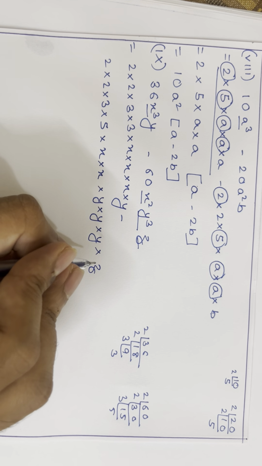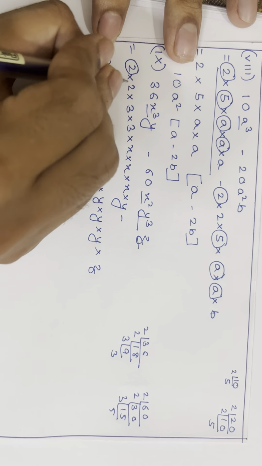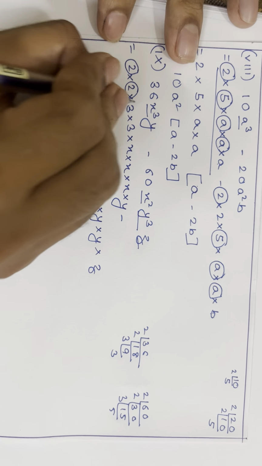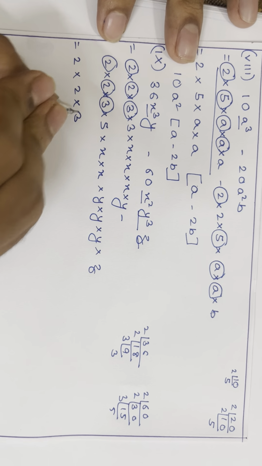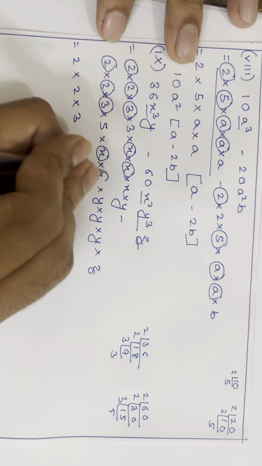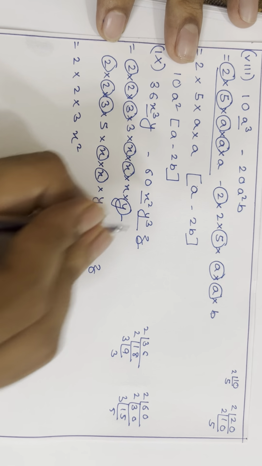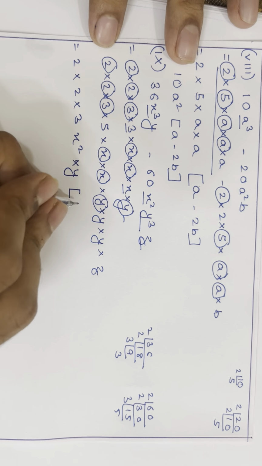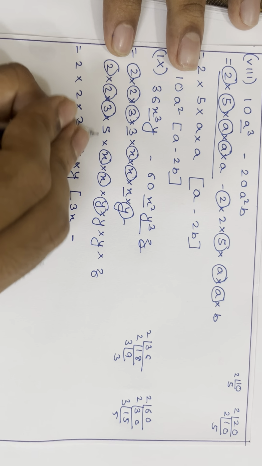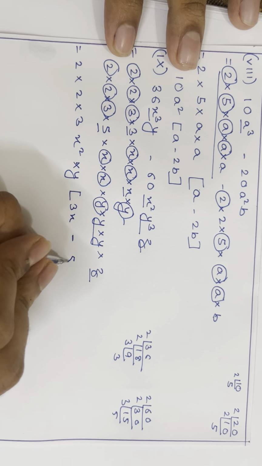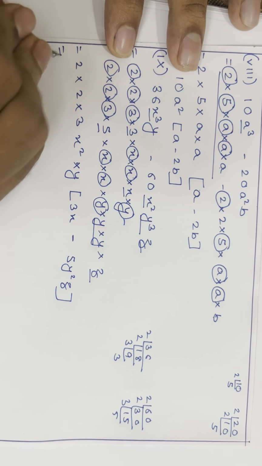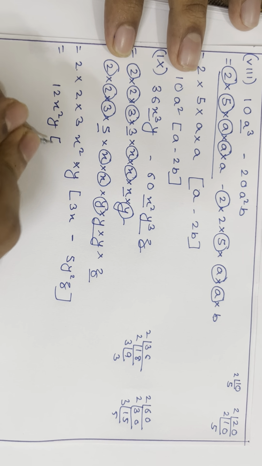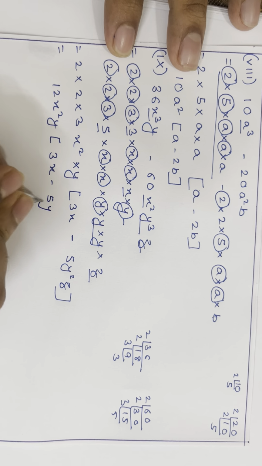Now look at both of them. What is common in both the terms? 2 is here also, here also. Another 2 is here also, here also. 3 is here also, here also. 2x are here, 2x are here. So I will write x square. 1 y is here, 1 y is here. So y. We are left with what? 3 into x equal to 3x minus 5 into y square, 5y square z. 2 to the 4, 4 3 are 12. 12 x square y. And here we have 3x minus 5y square z.